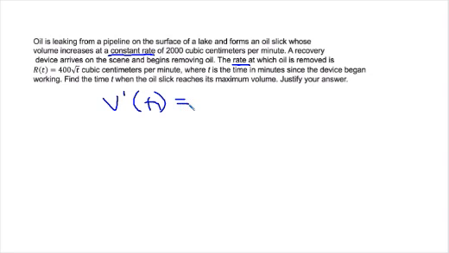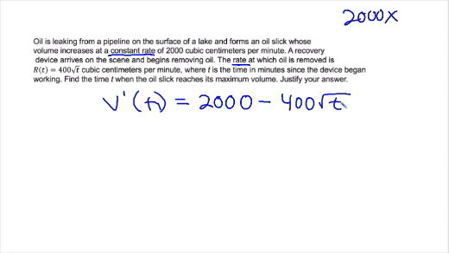Well, it's increasing at a constant rate of 2,000. What's the derivative of 2,000t? It's just 2,000. So we're going to have 2,000 minus this 400 square root of t on this problem. And again, coming up with the function is the challenging place here, but that's why I made a big deal about this constant rate. Constant rate points to this 2,000. So here's my function.